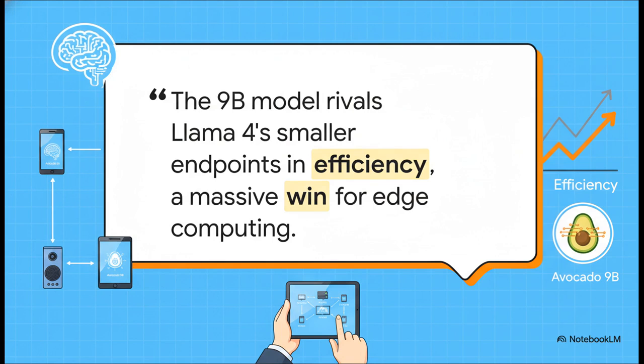And believe me, the payoff is so worth it. We're already seeing reports from other developers, this is from March 2026, confirming that when you look at pure efficiency, like performance per watt, this little 9B model is going toe-to-toe with some of the bigger Llama 4 cloud servers. That is a massive, massive win for edge computing.